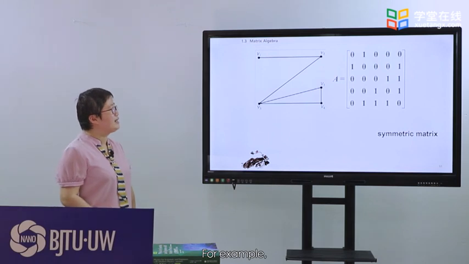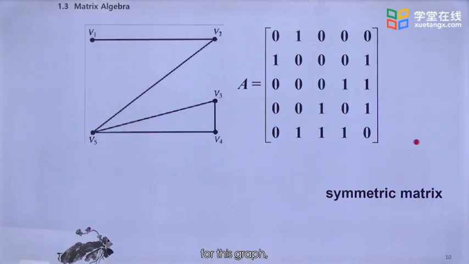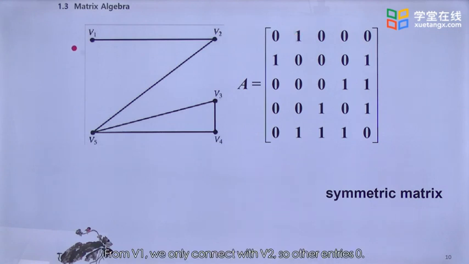So for example, for this graph, we have altogether 5 vertices and also 5 edges, right? And then the adjacency matrix is like here, the matrix A. Because we don't consider 1, 1 edge, right? We don't consider V1 to V1. So V1 to V2 is 1. So here the 1, 2 entry is 1. So from V1, we only connect V2. So other entries are 0.